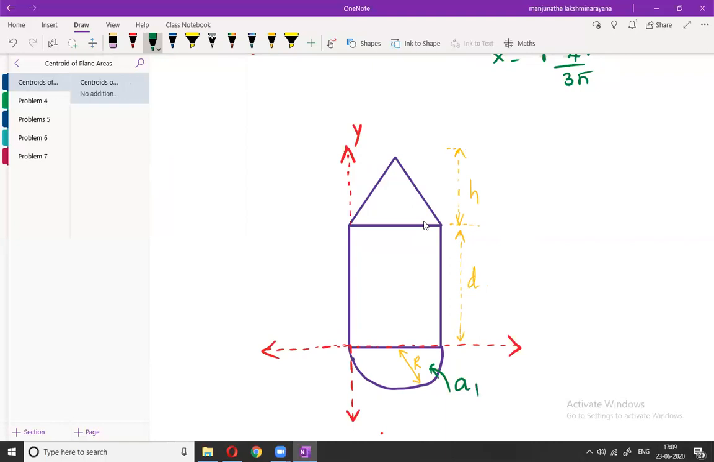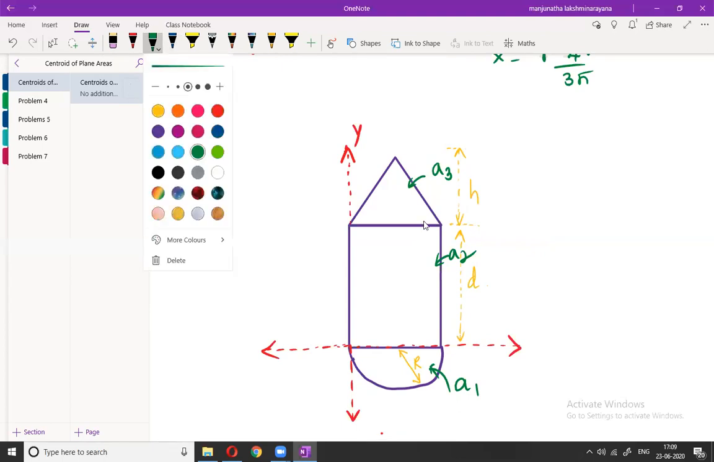So let A1 be this area, let this be A2, which is a rectangle, and let this be a triangle, which we consider as A3. So there are three areas: one semicircle, one rectangle, and one isosceles triangle. Also, you need to identify the centroids of these figures, as I've already told you, you need to roughly identify.